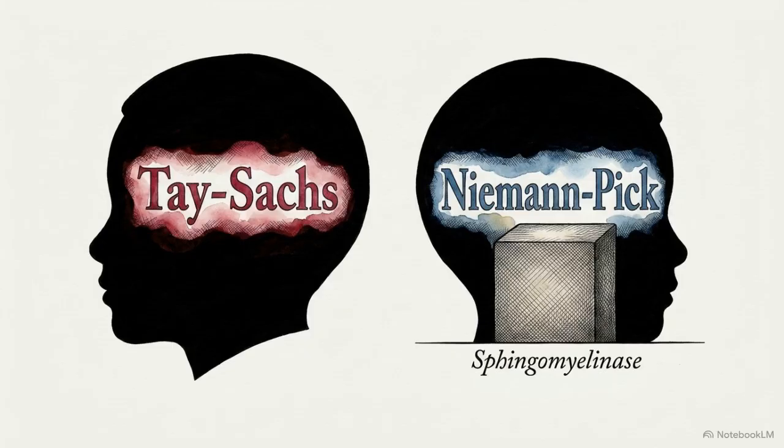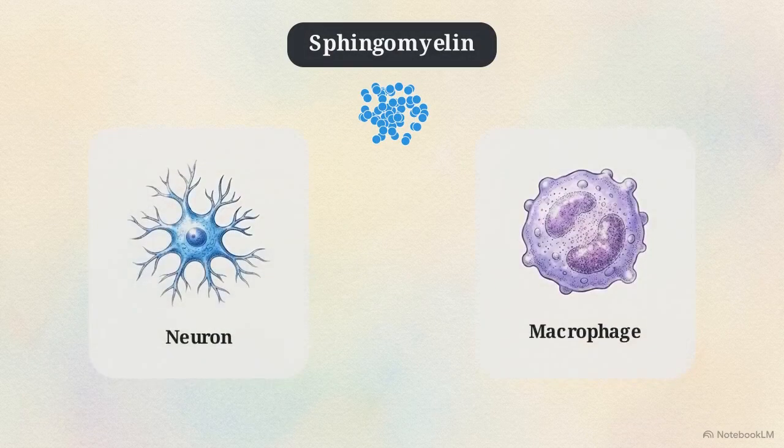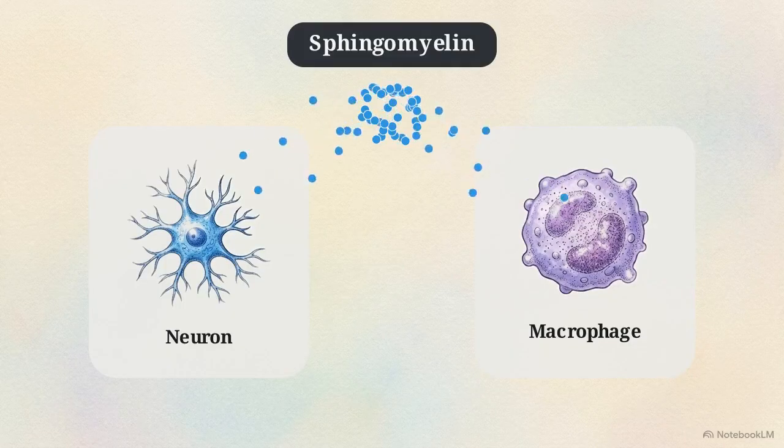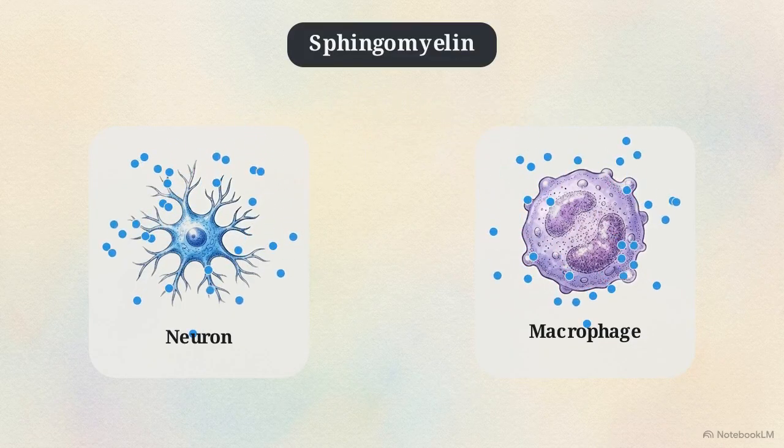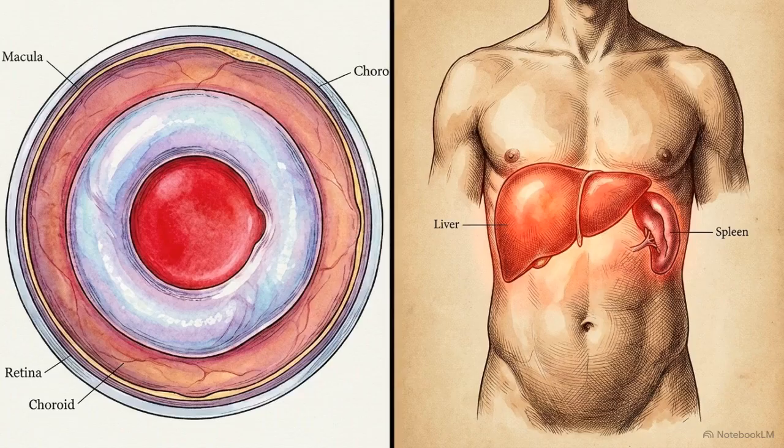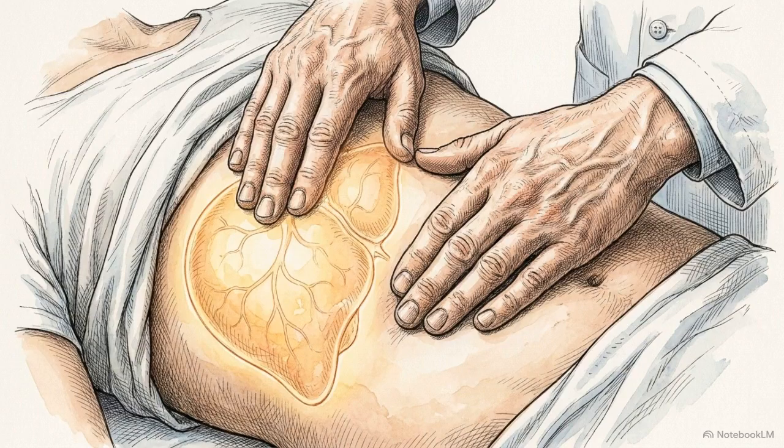Contrast this directly with Niemann-Pick disease. Here, the block occurs at sphingomyelinase, accumulating sphingomyelin. Sphingomyelin is a major structural component of cell membranes everywhere. It accumulates in both neurons and macrophages simultaneously. This means Niemann-Pick mirrors the exact retinal damage of Tay-Sachs, producing the same cherry red spot, engorging macrophages in the reticuloendothelial system to produce severe hepatosplenomegaly. Checking for enlarged organs separates them.